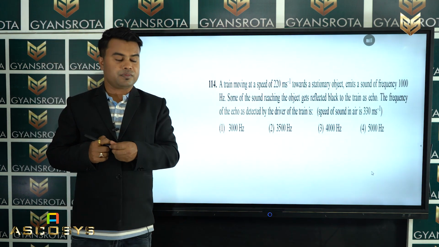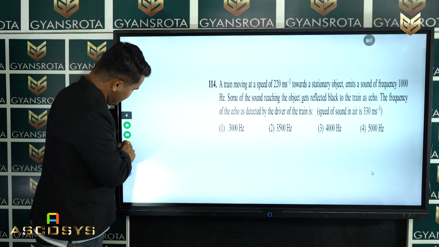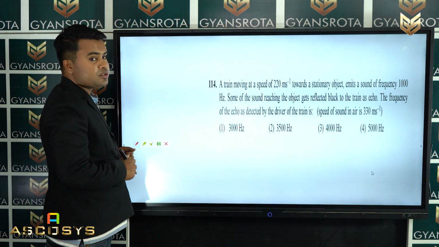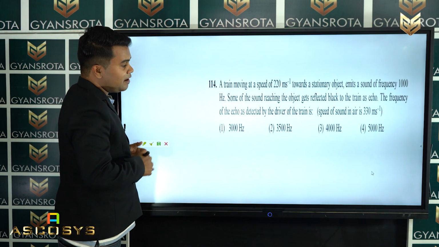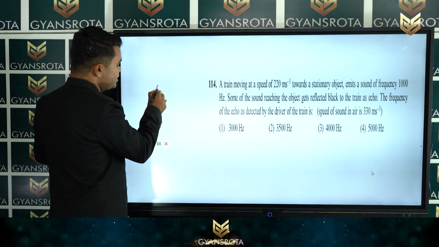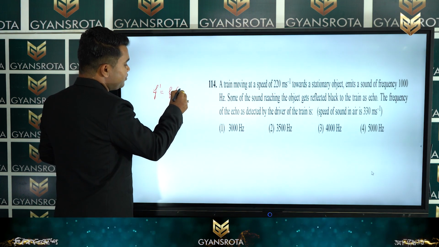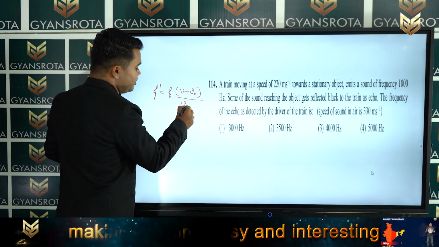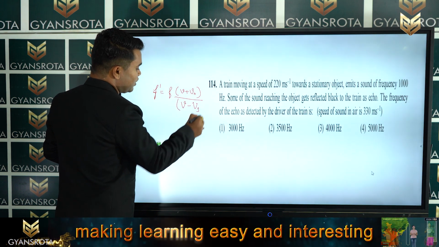The frequency. Now the apparent frequency formula from the chapter waves, Doppler's effect, is the topic. So the right answer will be 5000 hertz. For that you need to use the formula f dash equals f times (v plus v naught), that is the observer's velocity, divided by (v minus vs), that is the source velocity.